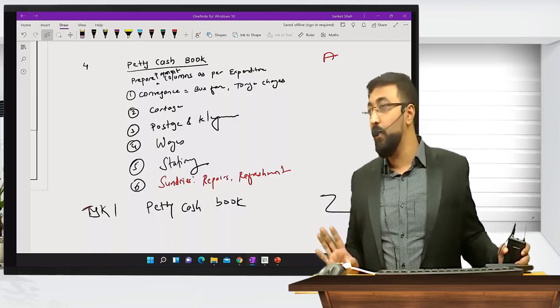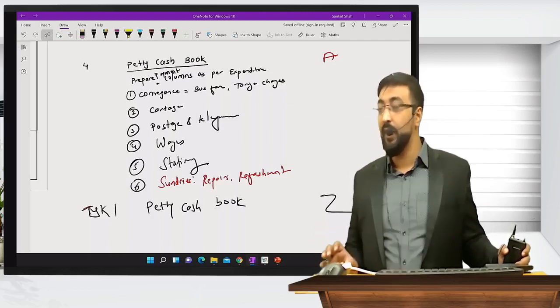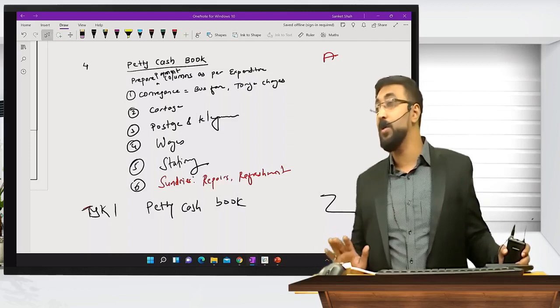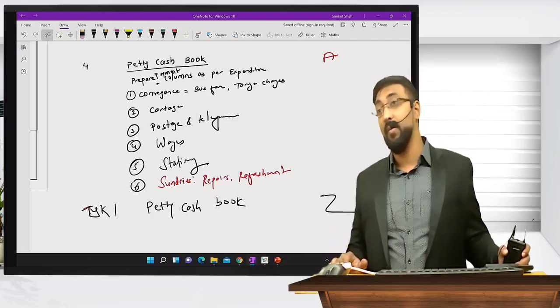So cash book, we have completed each and every question in detail. From tomorrow, we are going to start with rectification.